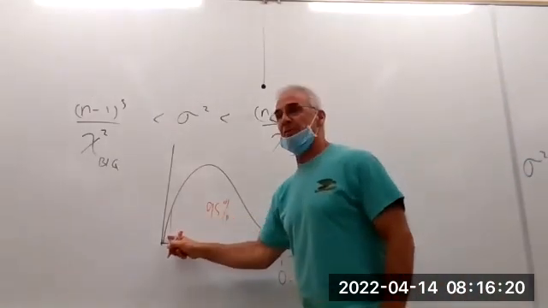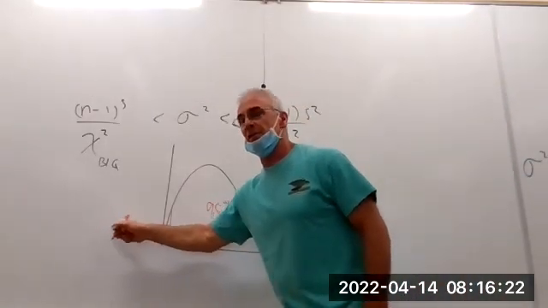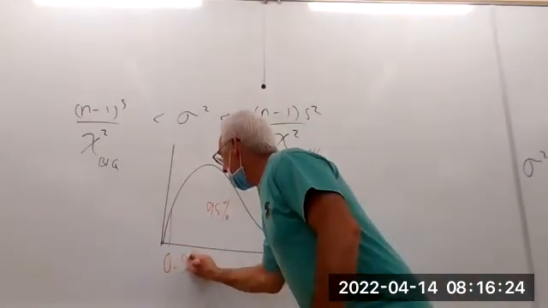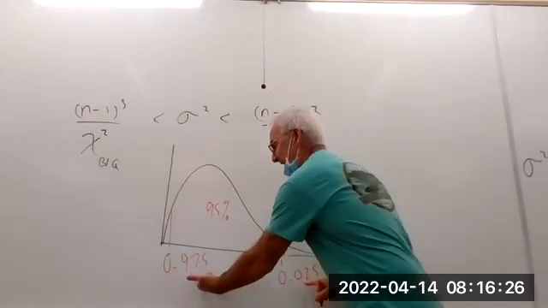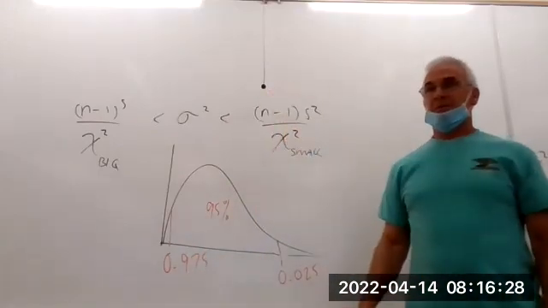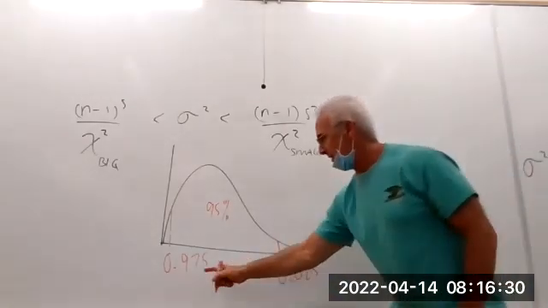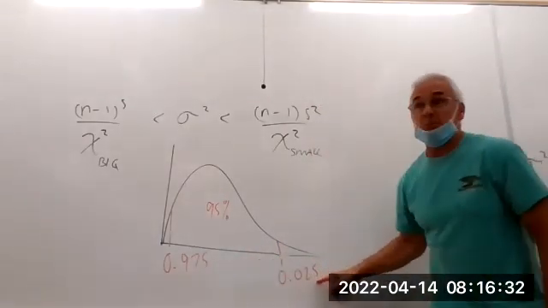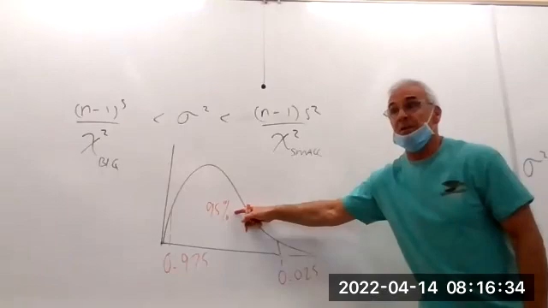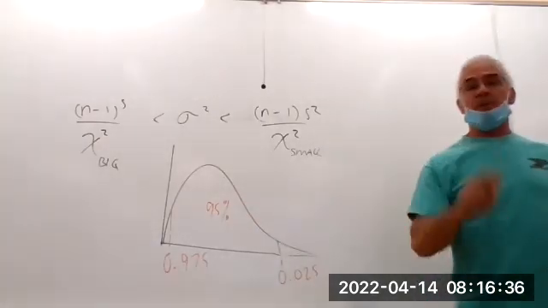So if 0.025 is to the left, then to the right would be 0.975, because these have to add up to 1. And what's between 0.975 and 0.025? Exactly 0.95, which is my 95%. So let's look up a number, okay?